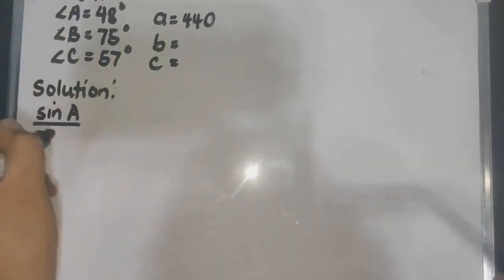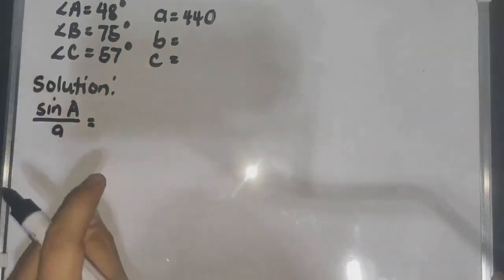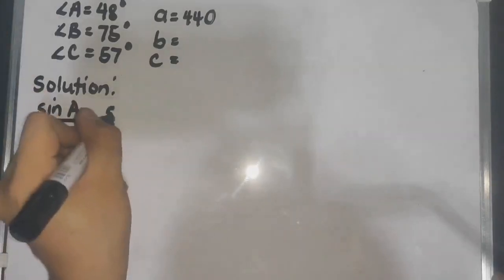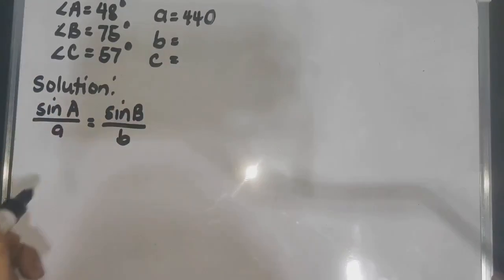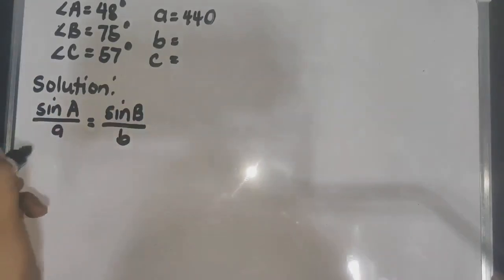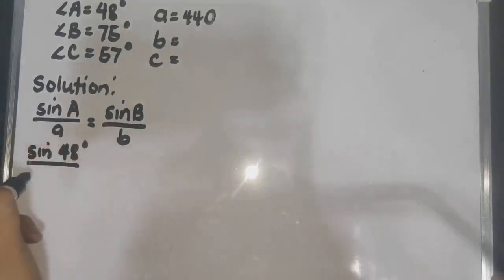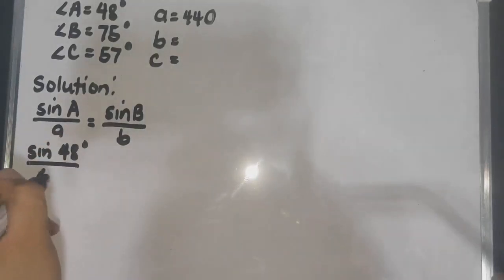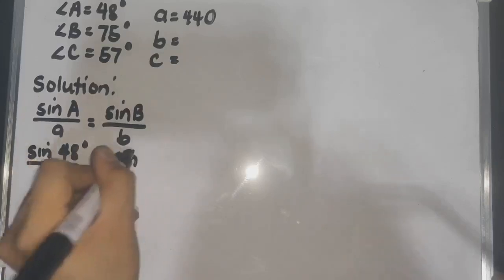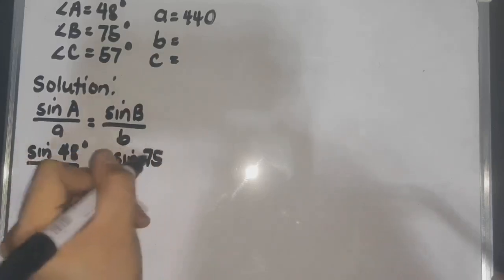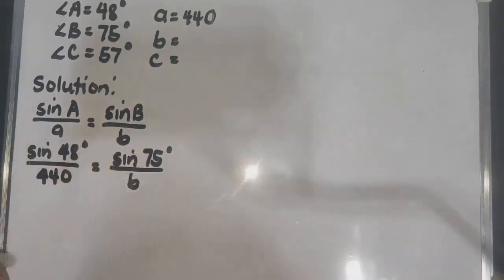Sine of angle A over A is equal to, so sa angle B muna tayo, alphabetical. So sine of angle B over side B. Next is substitute. So sine of 48 degrees over, so yung A natin or side A is 440 equals sine of angle B is 75 degrees over side B.